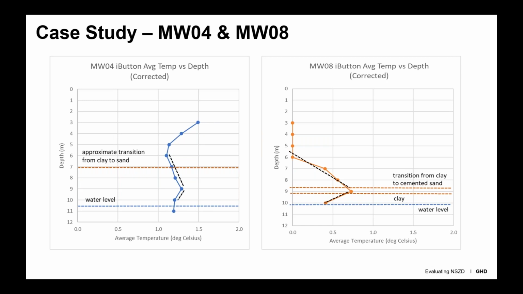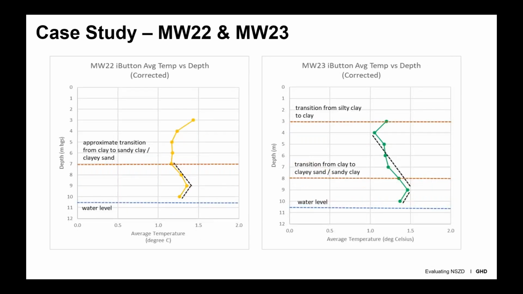And then the next two wells, we've got MW22 and MW23. Again, we have the similar thing in MW22. It looks very similar to 4. So in this well, we knew that the approximate transition is up higher. It's about 7 feet. And so again, once we get into the sandier soil below that transition line, we again see a nice peak that's above the water table.